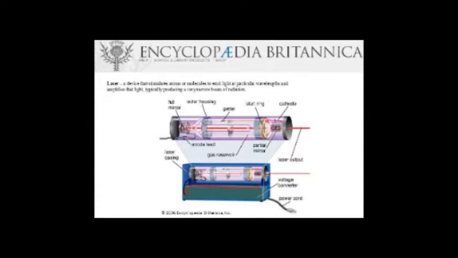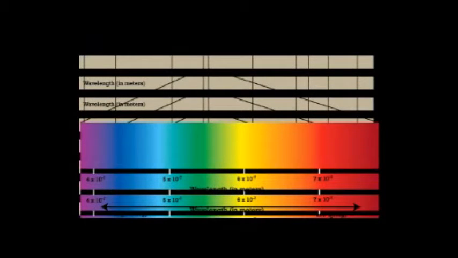According to Encyclopedia Britannica, a laser is defined as a device that stimulates atoms or molecules to emit light at particular wavelengths and amplifies that light, typically producing a very narrow beam of radiation. Breaking that down into more simple terms, a laser is in fact a narrow beam of light. But it's not just any light, it's light at a specific wavelength. Now what does that mean?